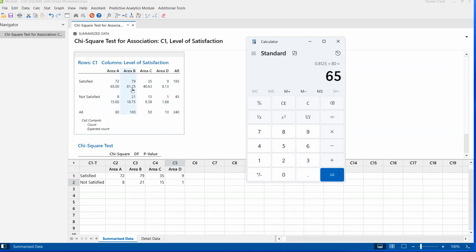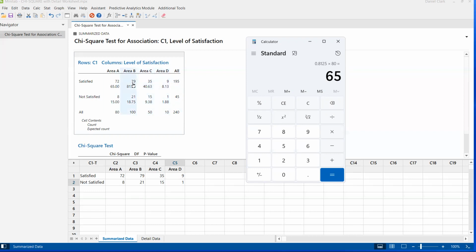In area B, we would have expected, out of 100 customers, 81.25. We saw 79. That's fewer than expected. In area C, out of a total of 50 customers, we would have expected to see 40.63. We saw 35. Again, that's fewer than expected. And then in area D, out of 10 customers, we'd expect 8.13 satisfied customers. We saw 9. That's higher than expected.